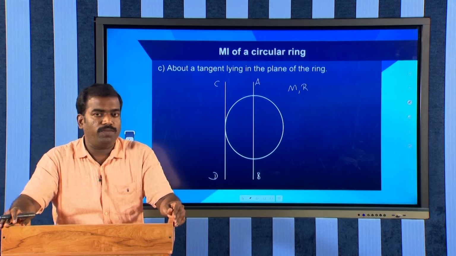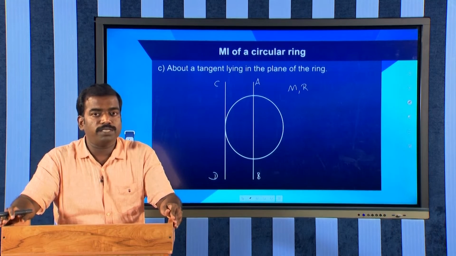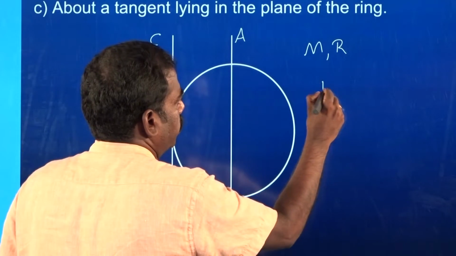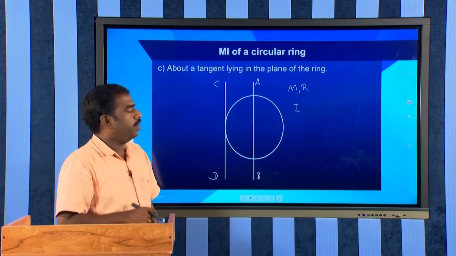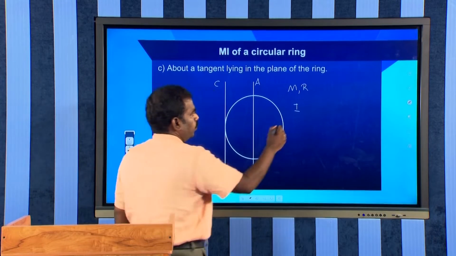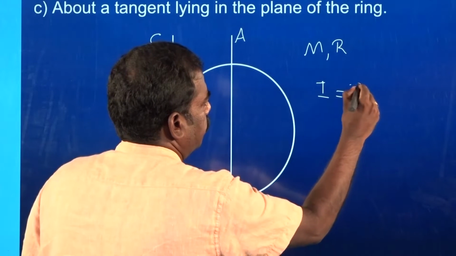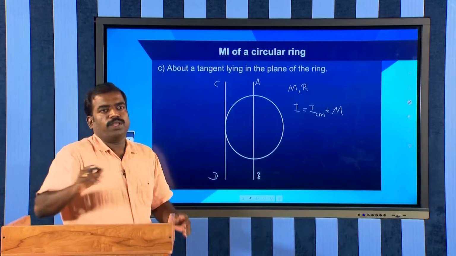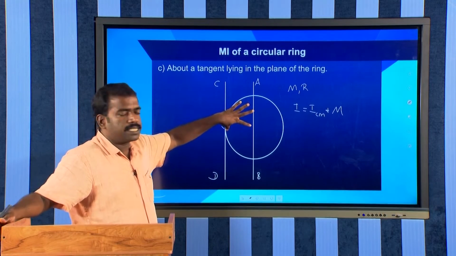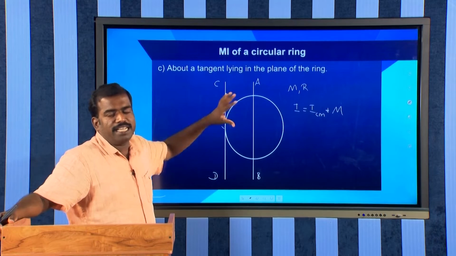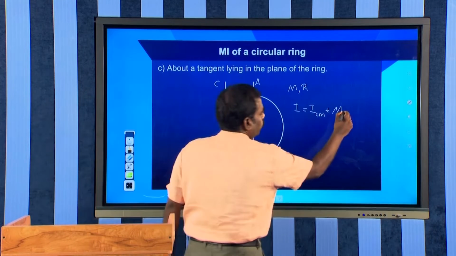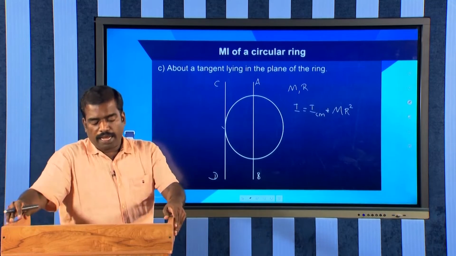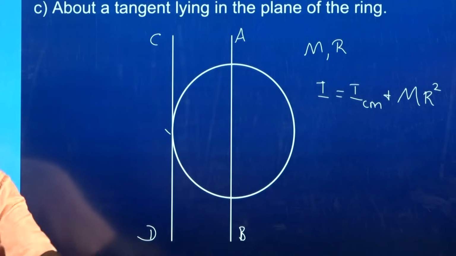Which theorem will we use? We can use the parallel axis theorem. So, let I be the moment of inertia of the ring about CD that we need to find out. So, I equal to I_CM plus mass of the body, capital M, into the distance between these two axes. This distance is nothing but the radius of the ring. So, it is capital M into capital R square. So, I equal to I_CM plus M R square.